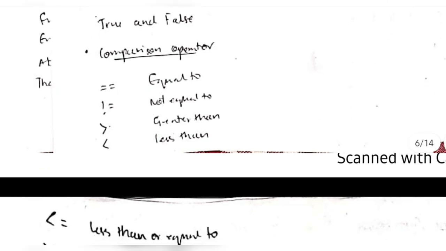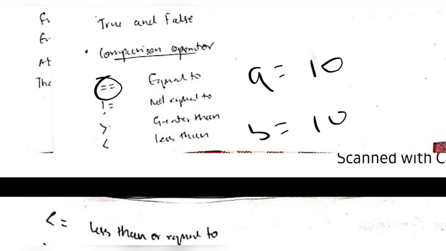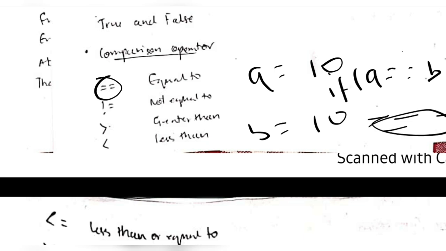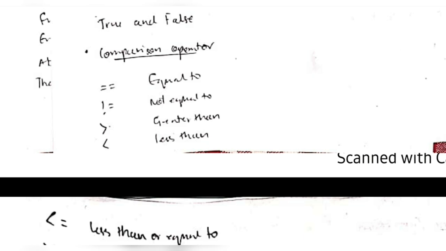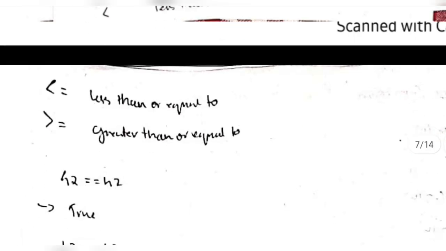And what is a comparison operator? That is comparing two numbers. Suppose a is equal to 10 and b is also equal to 10. Then I can write if a equal to b, print something like a is equal to b. So this is the operator which is used for comparison: equal to, not equal to, greater than, less than, less than or equal to, and greater than or equal to.